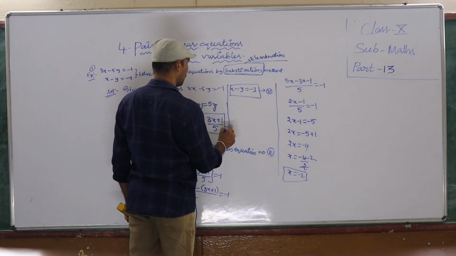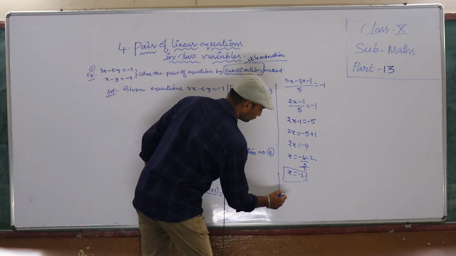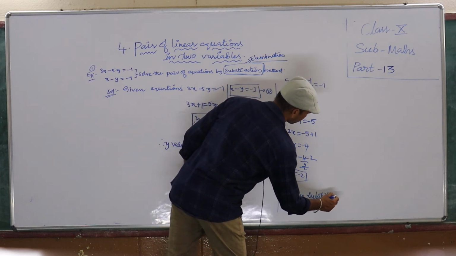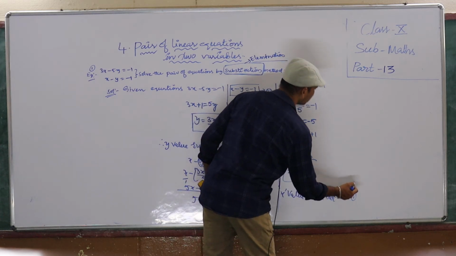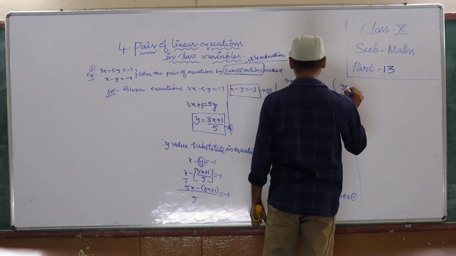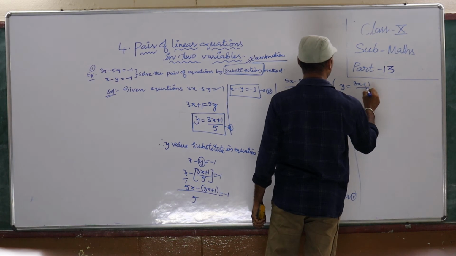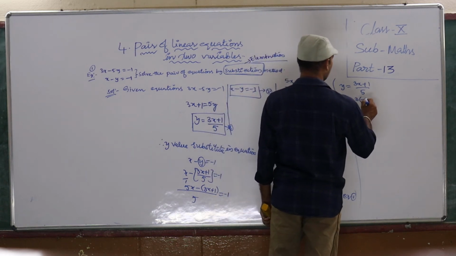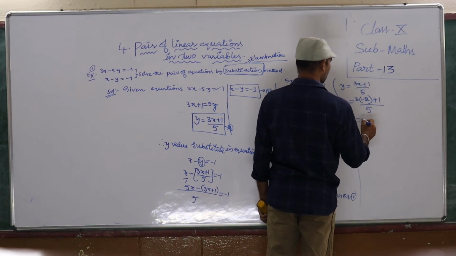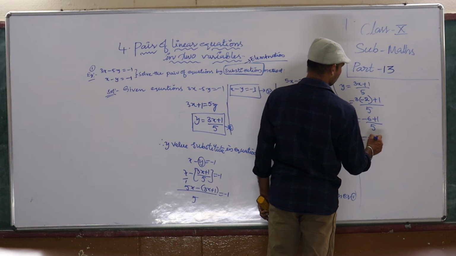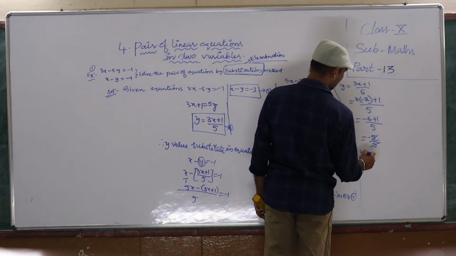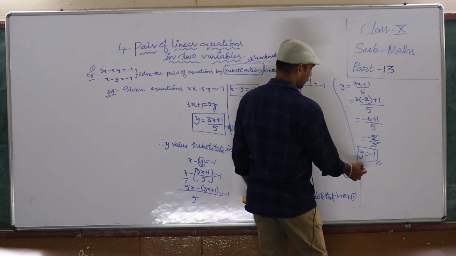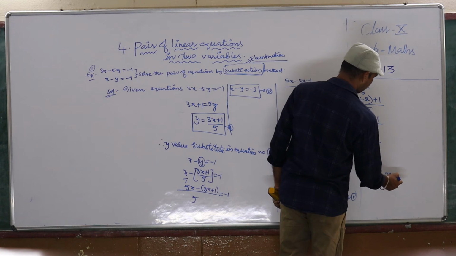And if you take this x value and substitute in equation number 1, here y is equal to 3x plus 1 by 5. Then 3 into the x value minus 2, plus 1 by 5, minus 6 plus 1 by 5, minus 5 by 5, 5 5 cancel. Then y is equal to minus 1. Okay, children? So therefore the x value is minus 2, then the y value is minus 1.